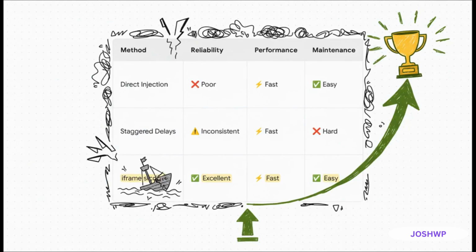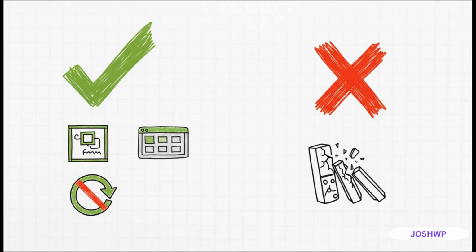I mean, when you put it all side by side like this, it's not even a contest. The other methods, they're flaky, they're unreliable, and they're a pain to deal with later. But the iframe srcDoc solution? Reliability is excellent. Performance is great because it all loads asynchronously anyway. And maintenance is an absolute breeze. It's a clear winner. So, let's wrap this all up.